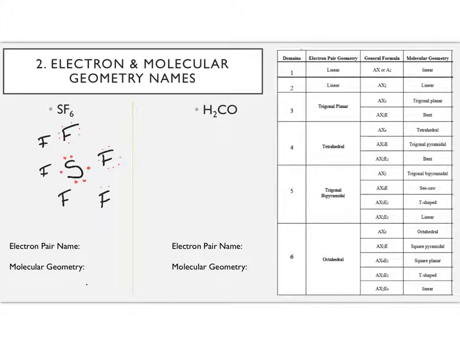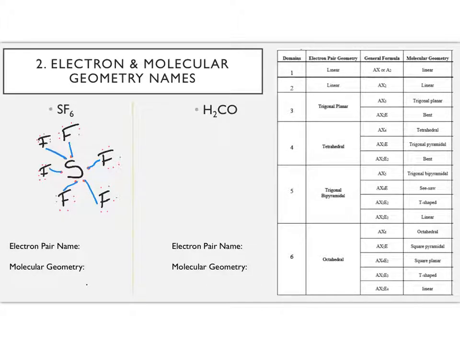7. So we can put our valence electrons for our fluorine all around. They don't really play a role in our domain, but there they are. Now, sulfur is going to bond with each fluorine, so it's going to look like this. Perfect. So sulfur is an example of an expanded octet.